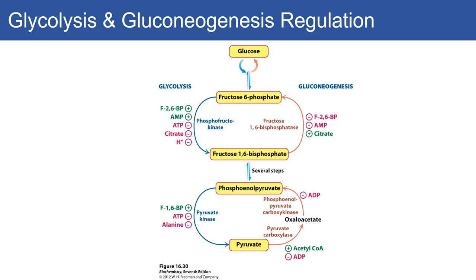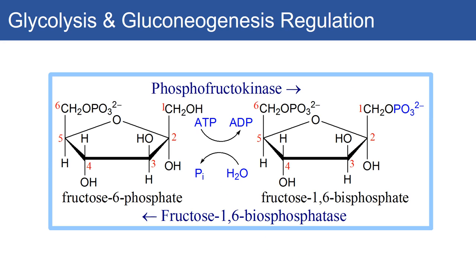CREB, which is cyclic AMP response element binding protein, is activated to transcribe PEP carboxykinase, and that increases gluconeogenesis. You have bifunctional enzymes that make and degrade allosteric regulators, so fructose 2,6 bisphosphate is involved. Anyway, so any number of enzymes can be involved in regulation. An example here is phosphofructokinase is inhibited by ATP and stimulated by AMP. Fructose 1,6 bisphosphatase, which is the reciprocal enzyme in gluconeogenesis, is inhibited by AMP. So they both are regulated.